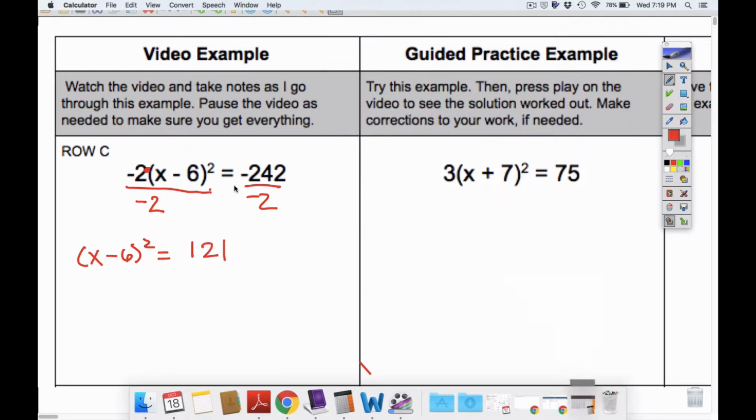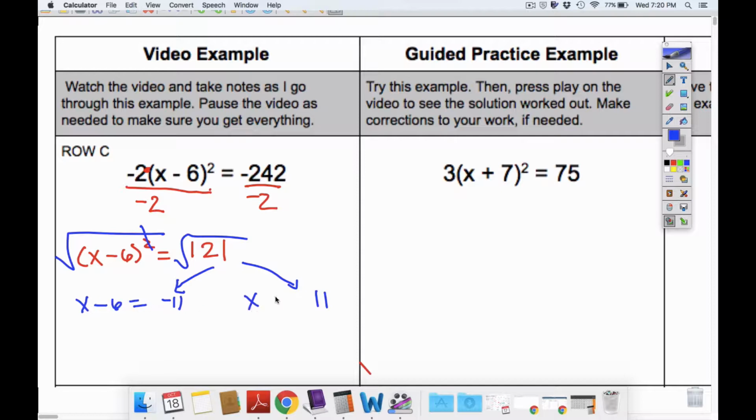And then I'm going to deal with the exponent of 2. And to undo that, I'm going to take the square root. Whatever you do to one side, you have to do to the other side. Now the square root of 121 is 11, but we know that it is also -11. And then the square root and the square cancel. That's why we do it. We're undoing that. And we're left with x minus 6 is equal to -11, and x minus 6 is equal to positive 11. Now at this point, we just need to solve each equation.